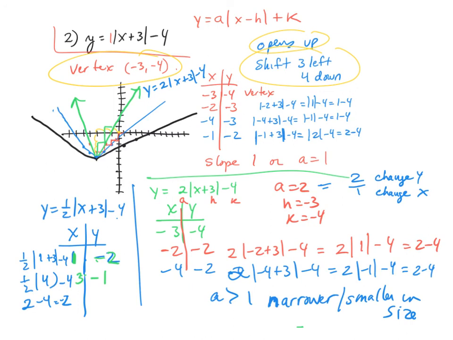Okay, your worksheet will be graphing again, but you're going to have an A value that's greater than 1 or smaller than 1. So I want you to find a pattern, what happens when it's a fraction, when it's a whole number.